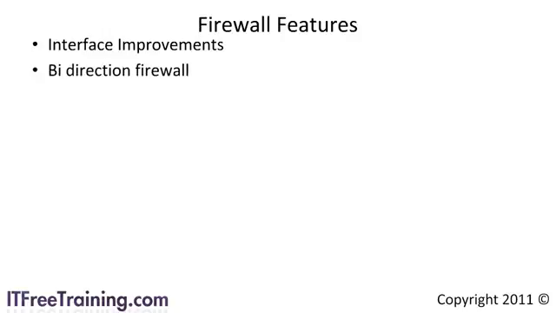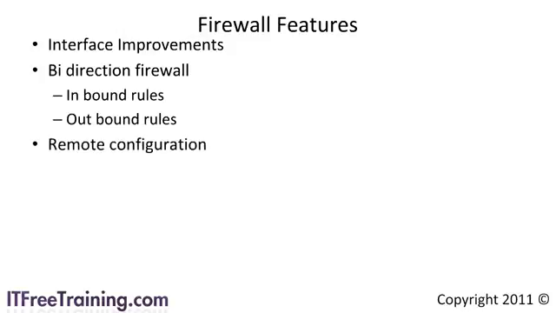The firewall in Windows Server 2008 is very similar to the firewall in Windows Vista. Microsoft has made some interface improvements, but functionality remains the same. The firewall supplied with Windows Server 2008 has bidirectional support. This means you can create inbound rules for traffic. For example, you could allow FTP or web access to your computer, and you can also create outbound rules. The firewall also offers remote configuration.